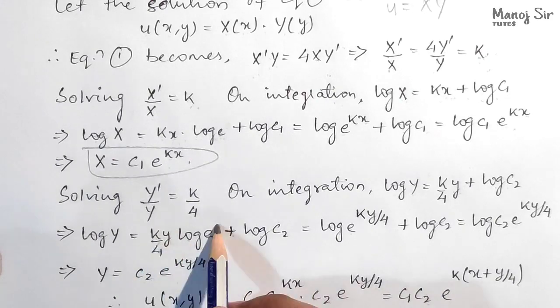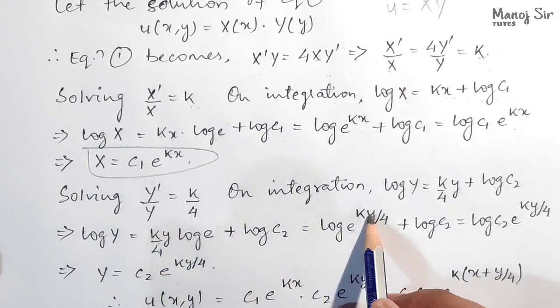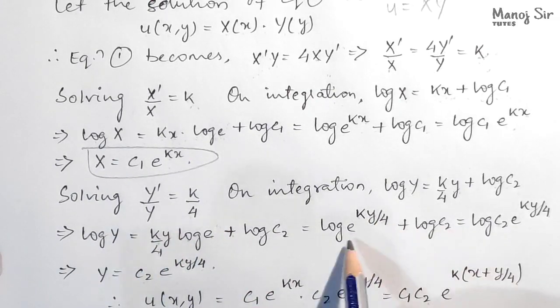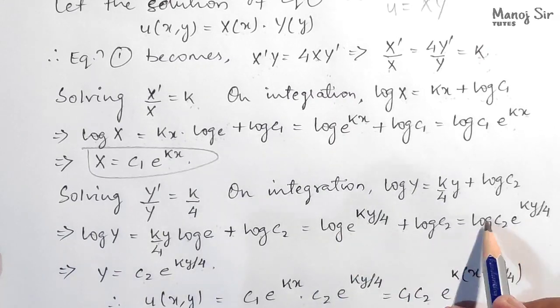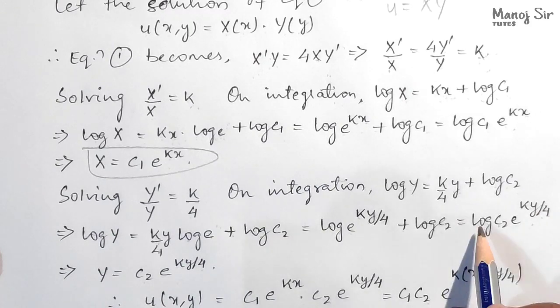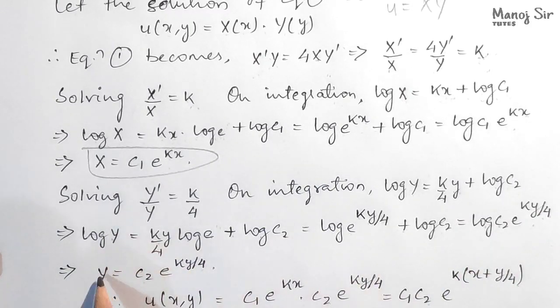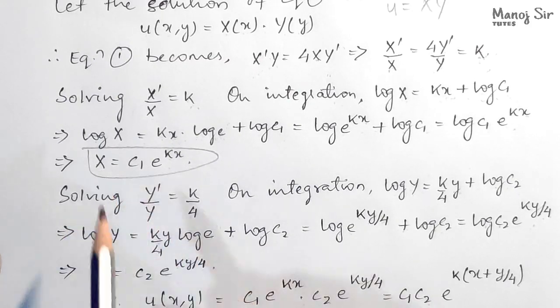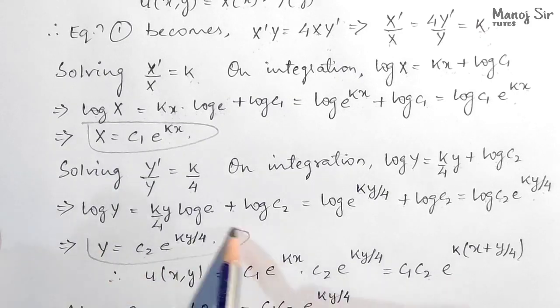Okay, now take this here, log e power ky upon 4 plus log c2. Now we know that log of a plus log of b equals log of a into b, that is log of c2 into e to power ky upon 4. Okay, now compare this with this, you will get y equals c2 into e to power ky upon 4. Okay, here we have the value of x and here we have the value of y.